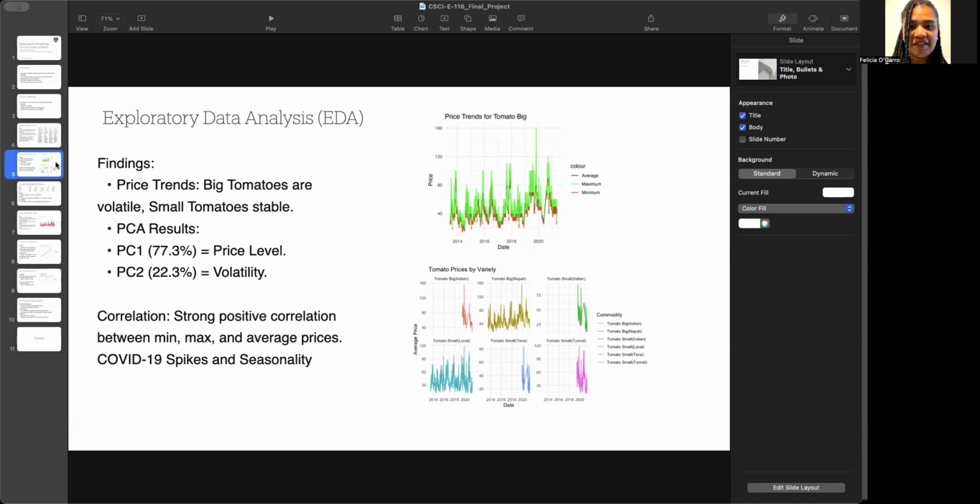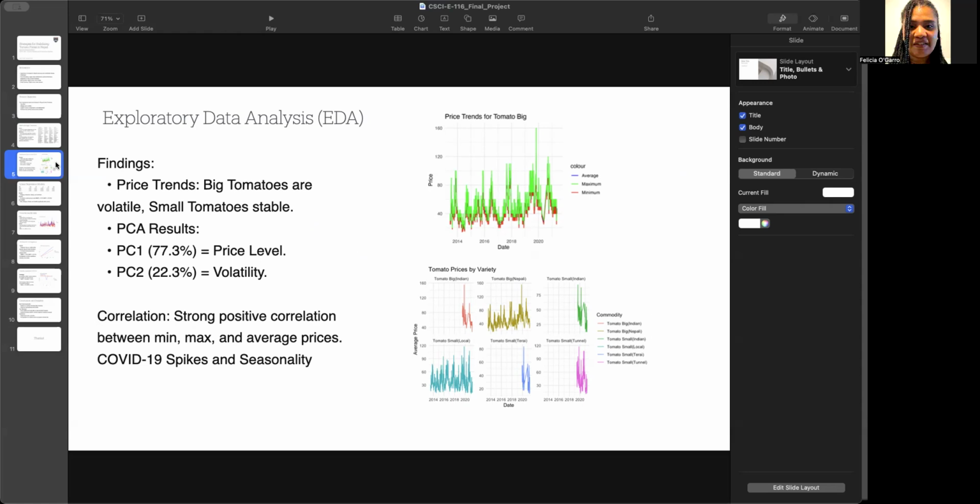In addition to that, with my findings as far as PCA, I found the different percentages. So my PC1, which equates to price level, was 77.3%, and my PC2, which equates to volatility, was 22.3%.